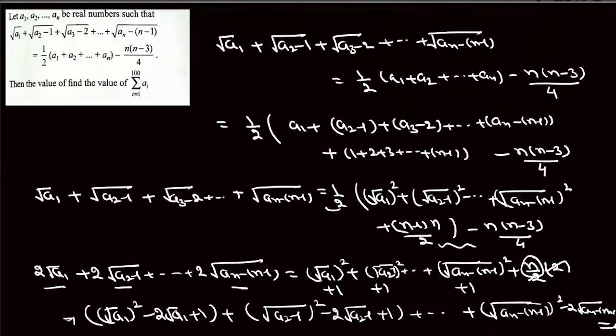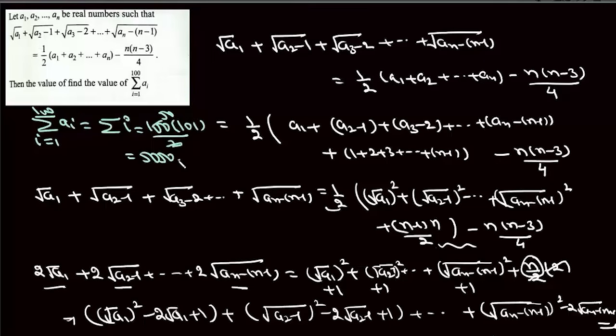Now we need to find this summation. Summation i varies from 1 to 100 ai, and it will be simply this summation i. So it will be 100 times 101 divided by 2. So this is 50, so it will be 5050. So value of this summation is 5050, and that is the answer to this question.